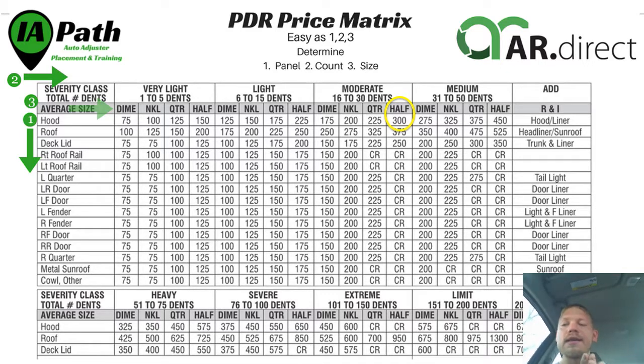It's easy, it's simple, it's not confusing, and here's a little extra cheat on the end. If you keep going to the right past the 300, you'll see at the very end there it says add R&I hood/liner. So you know, as an estimator or as an independent adjuster, that if you have damage on that panel, now I need to also, in my estimating system or on my scope sheet, select R&I the hood, R&I the liner.